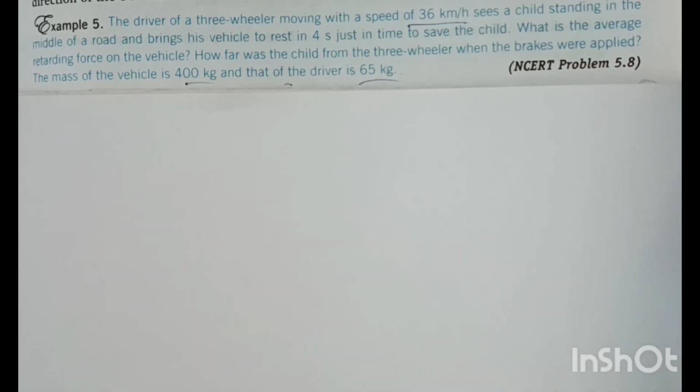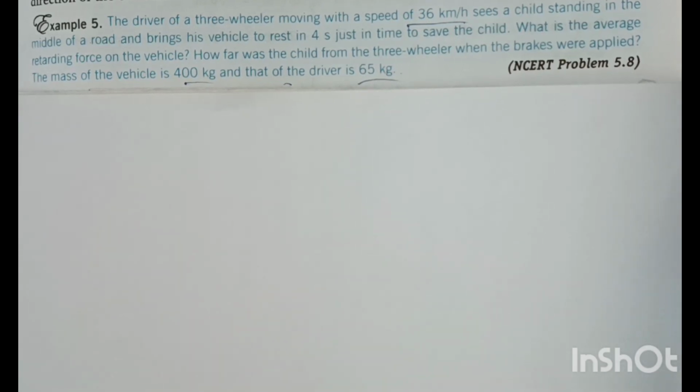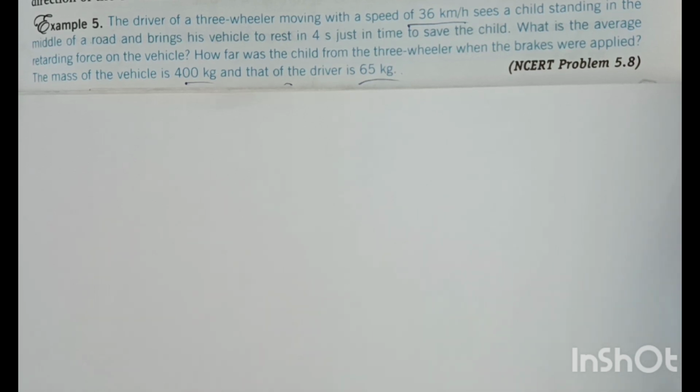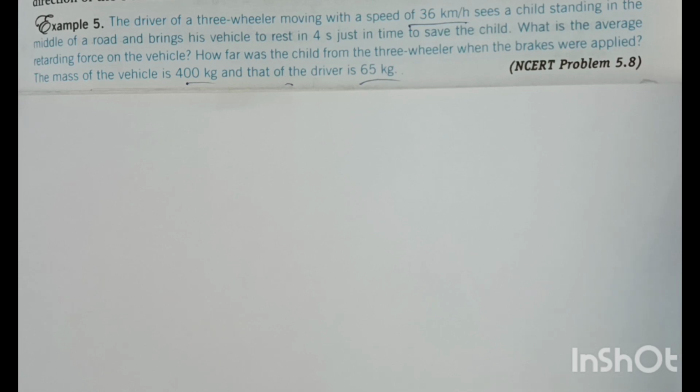The driver of a three-wheeler moves with a speed of 36 km per hour, sees a child standing in the middle of a road and brings his vehicle to rest in 4 seconds just in time to save the child. What is the average retarding force on the vehicle? How far was the child from the three-wheeler when the brakes were applied? And given the mass of the vehicle is 400 kg and driver is 65 kg.